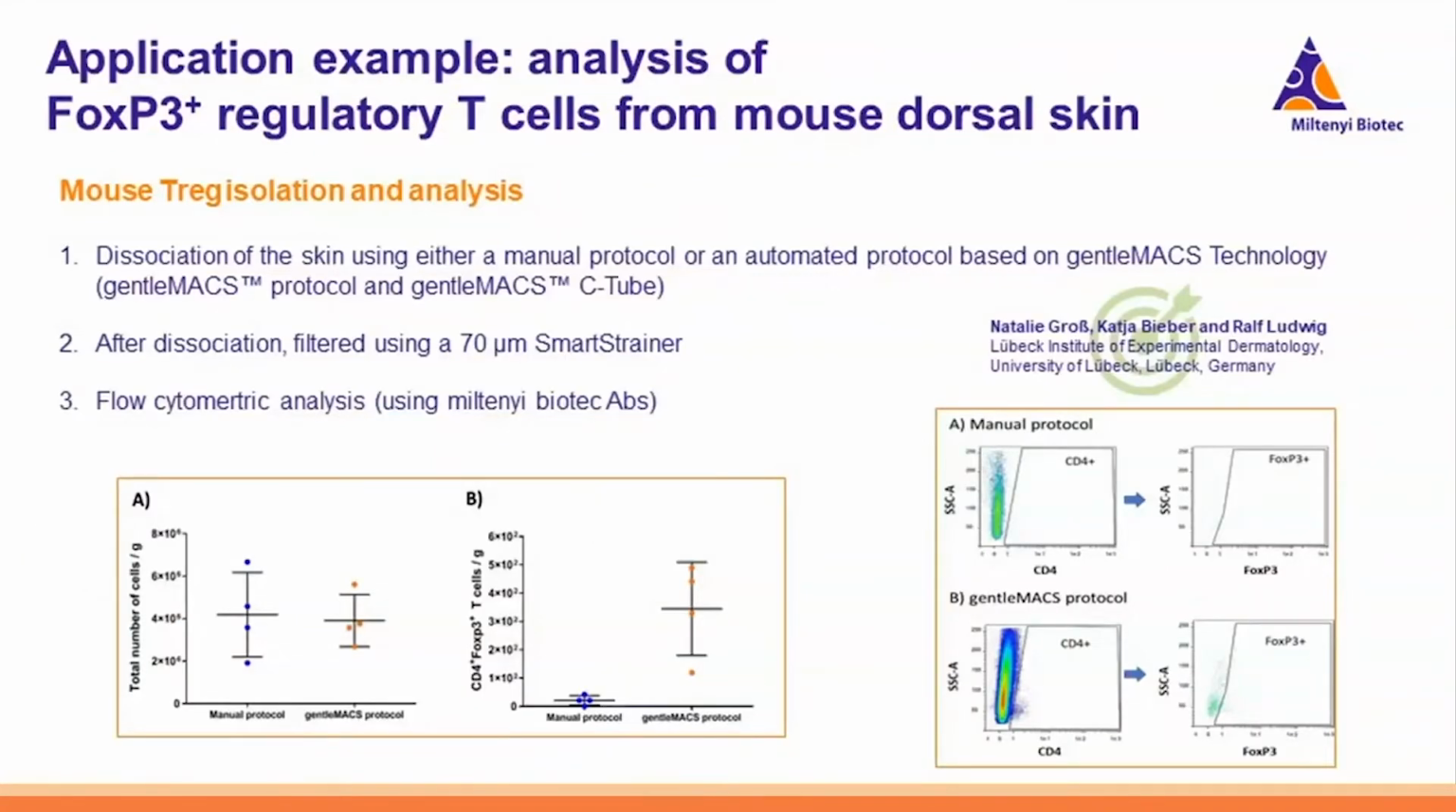And here you can see an application example in which the skin tissue was dissociated with the gentleMACS protocol and gentleMACS C Tubes. Afterward, for removing clumps, the cell suspension was filtered using a 70 micrometer SmartStrainer. And at the end, cells were analyzed. Comparison between Treg yield from the manual and gentleMACS protocol shows the efficiency of dissociation by applying the gentleMACS method, and it's really clear. Treg CD4 FOXP3 positive cells have a higher number after dissociation with gentleMACS.